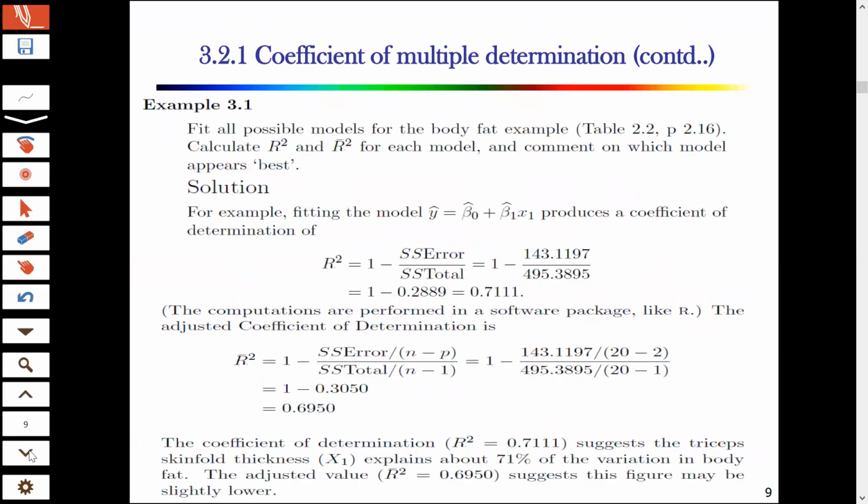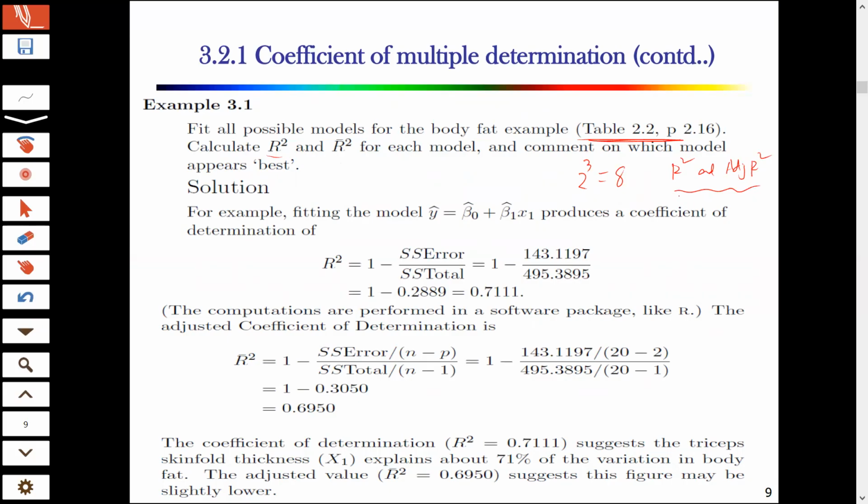Now look at the example here. Fit all possible models for the body fat example, which you can probably remember we discussed in module 2. Calculate the R square and adjusted R square, and comment on which model appears the best. So we need to calculate all possible models. In the body fat example, I think we have 3 independent variables, so we'll get 8 models, and you can calculate the R square and adjusted R square for all of these 8 models, and determine the best model based on the highest adjusted R square value.